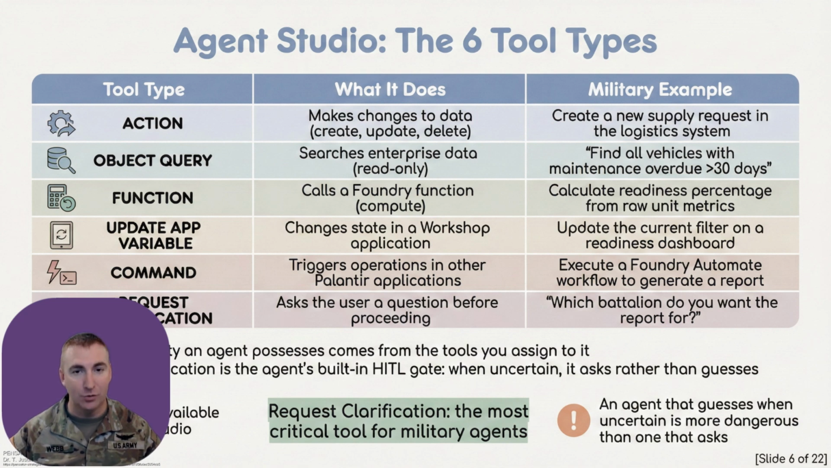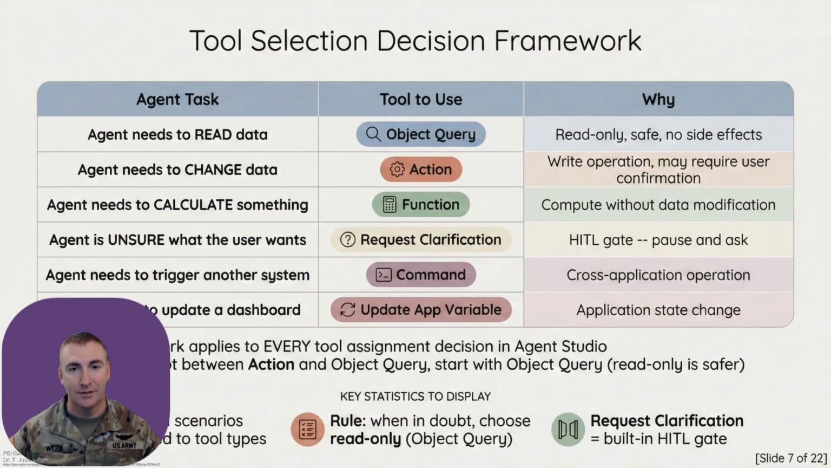But knowing the tools is not enough. You need a framework for choosing between them. 6 scenarios, 6 answers. 1 rule to remember when you are unsure. Default to object query. Read-only is inherently safer. You can always add write capability later, after the agent proves reliable. You cannot undo a write action that should never have happened.